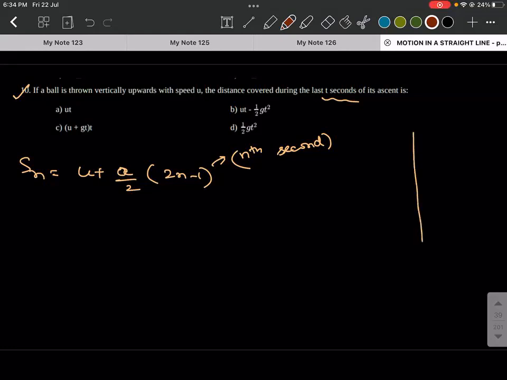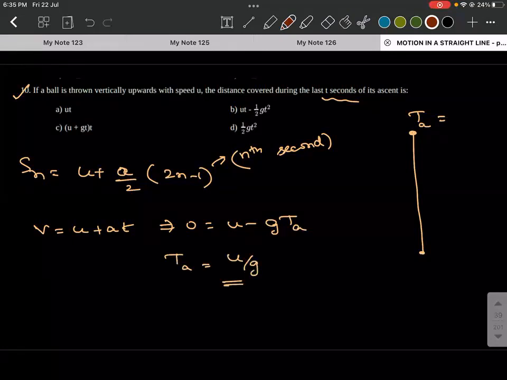So let's say the object is projected from here and the time of ascent, how much did we get it? We derived it, u by g. So time of ascent, so initially we got u by g, the time taken by the object to reach maximum height. V is equal to u plus at, we applied the time taken by the object to reach the maximum height. Okay, v will be 0 is equal to u minus g into, let's say this is the time of ascent, ta. So time of ascent will be equal to u divided by g, correct? Are you clear with what I'm saying?